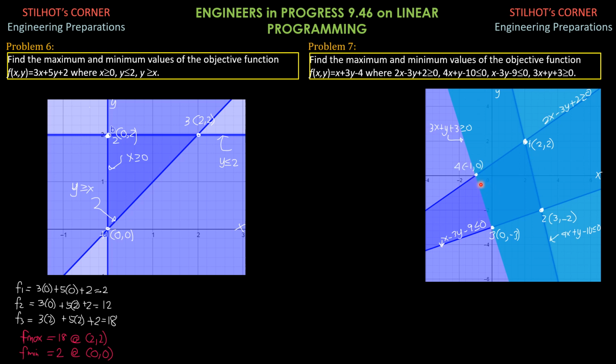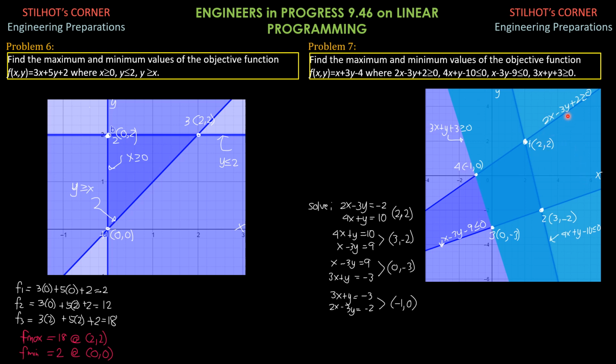negative 1, comma, 0. But these points, I just read from the figure, but we can actually solve this by solving two equations simultaneously. For instance, for this point, the intersection between 2x minus 3y equals negative 2 and 4x plus y equals 10. So solving these two equations simultaneously using your calculator, because it is calculator aided, and if I solve this manually, the solution would be longer. So that's why you have to check it's at 2, comma 2.